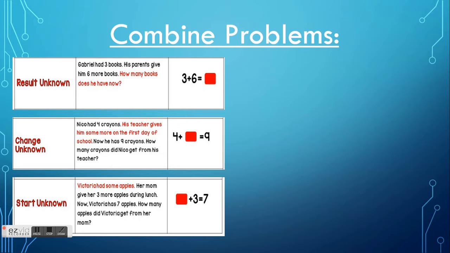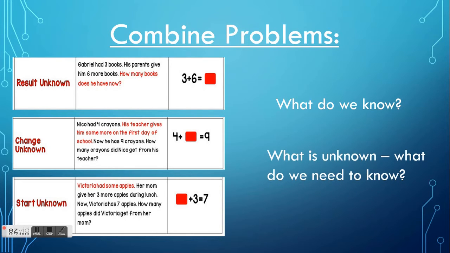So in coming into any problem, we want to start with the first question, what do we know? And then once we've outlined everything that we know, what do we need to know? And this question is really important with change unknown and start unknown, because again, they see that equal sign, they want to put their answer there and have their answer have to do with the equal sign. And we're kind of switching their mindset to it. The answer could be anywhere in your problem.